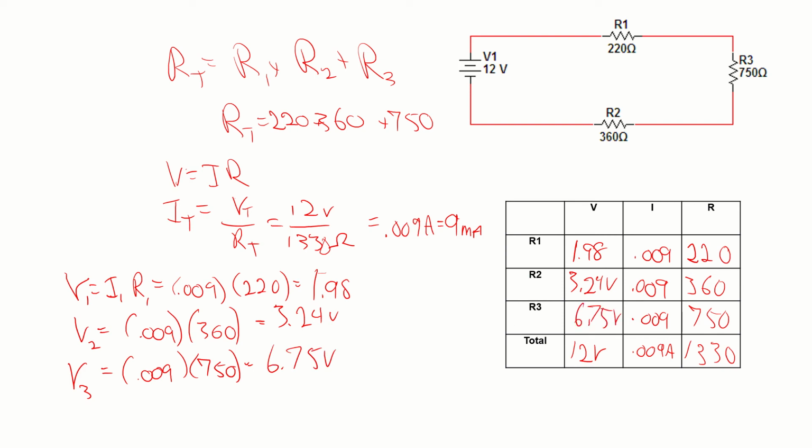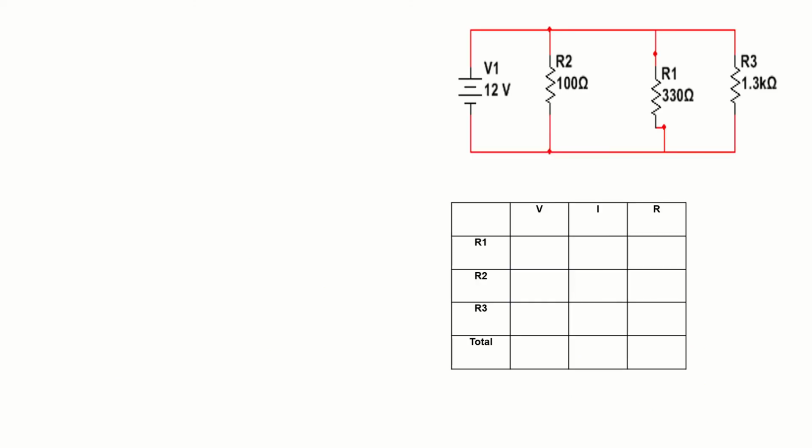And if I add all of those up, I'm sorry, V1 plus V2 plus V3 should equal my V total. When I add them up, 1.98 plus 3.24 plus 6.75, I get 11.97 volts. Not bad. Okay? Then we have our parallel circuit.